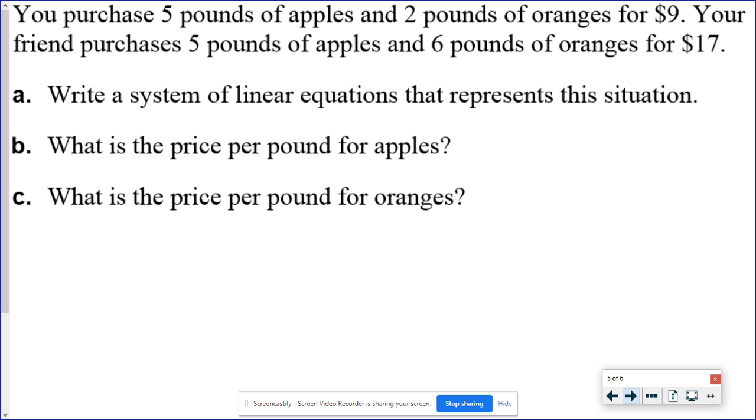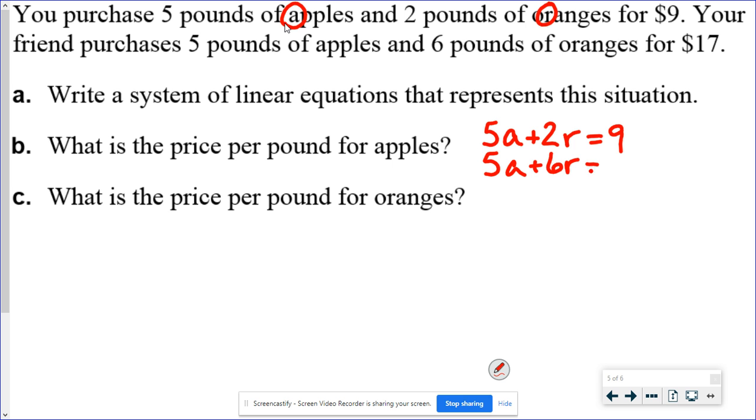So for my equation, instead of x's and y's, let's pick letters that make sense. I'm going to use an A for apples. However, I'm not going to use an O for oranges. It looks like a 0. We're not doing that. Let's use maybe the R, I guess. So I have 5 pounds of apples and 2 pounds of oranges, and my total was $9. My friend also got 5 pounds of apples, but they got 6 pounds of oranges.